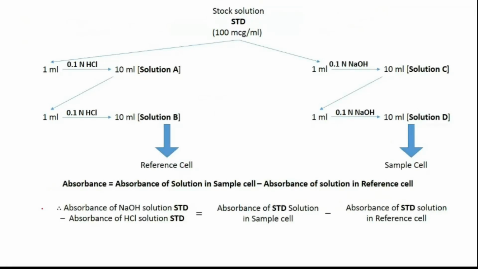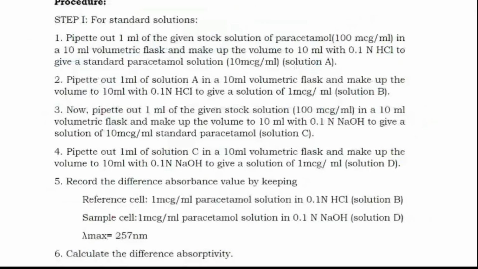So this was regarding your standard solution. Whatever I just said, all this we did, is given here in the procedure. Okay, you can see that in the procedure itself they have mentioned what is to be kept in the reference cell and what is to be kept in the sample cell. One thing I forgot to mention, you will take absorbance at 257 nanometer. Then in the last step you will calculate delta absorbance for standard. Now, by logic, what do you think we should do next?